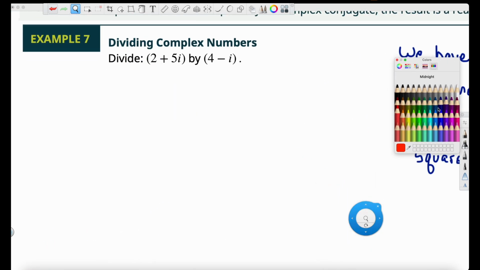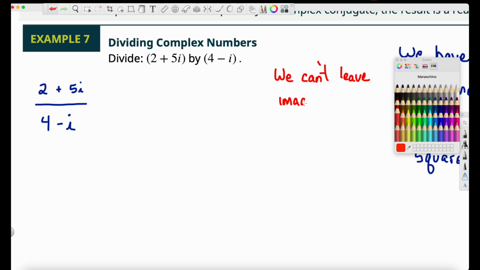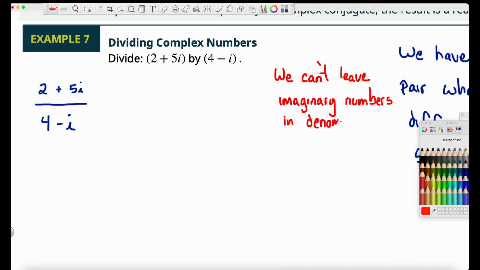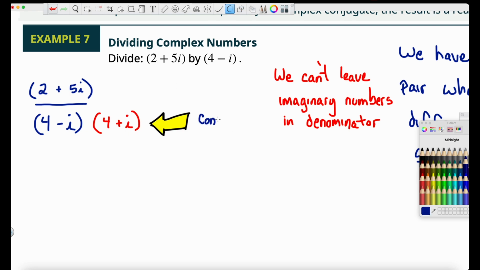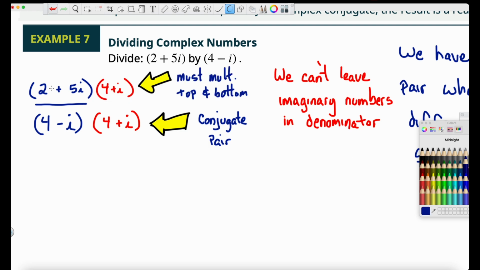And so let's write this out, 2 plus 5i, and let's write it as a fraction dividing by 4i. Again, I don't want that imaginary number in the denominator. And so this is very similar to what we did when we were rationalizing denominators. We don't like radicals in the denominator. We don't like imaginary numbers in there either. So we're going to multiply this by its conjugate pair, which is 4 plus i, and whatever we do in the bottom here, we have to do in the top. Otherwise, it's not a legal mathematical operation.